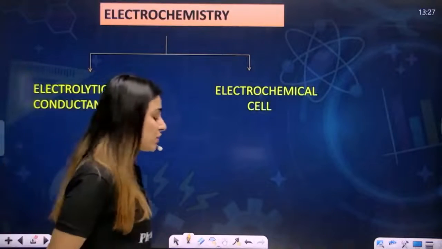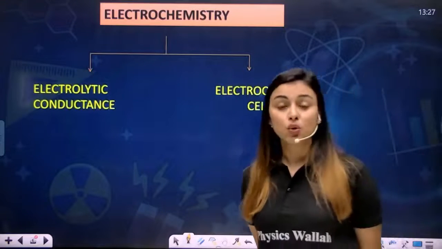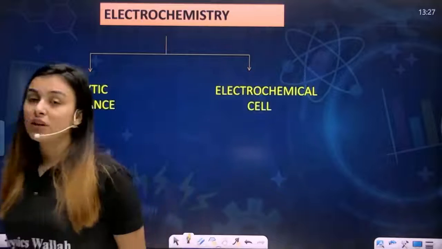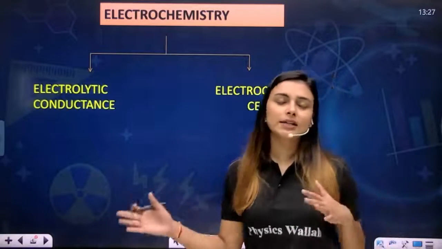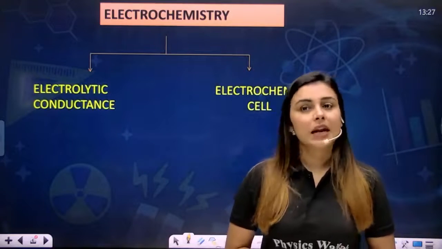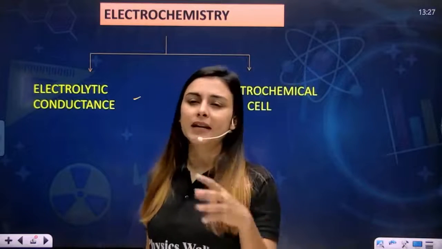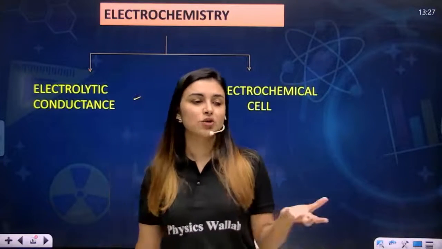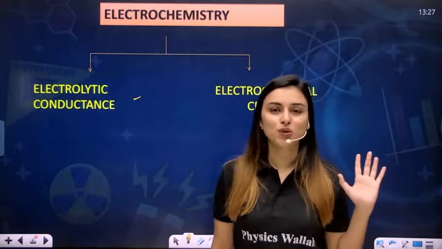First, let's talk about electrochemistry. Majorly, you can divide electrochemistry into two parts. First is electrolytic conductance and the other is electrochemical cells. Okay, electrolytic conductance and electrochemical cells, you will be studying in these forms. Now, my dear students, this is a very easy part. Let me tell you, it is a super easy part. It has just numericals. You only need to understand the formulas and apply them in the numericals and you will be good to go.